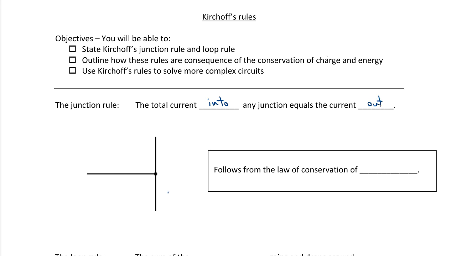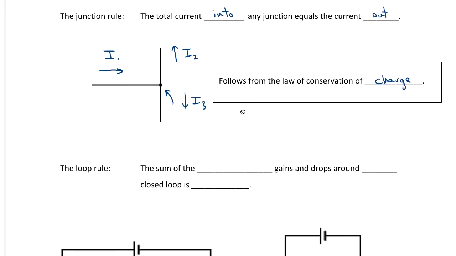So here's a junction, a meeting of wires, and if we have a current in, let's call that I1, and two currents out, I2 and I3, then the junction rule states that I1 must equal the sum of I2 and I3. Anything going into a junction has to leave, and this follows from the law of conservation of charge. There's no place else for the charge to go, charges can't bunch up, so anything into a junction has to leave. That's Kirchhoff's junction rule.